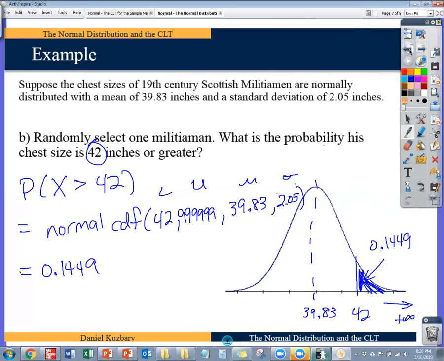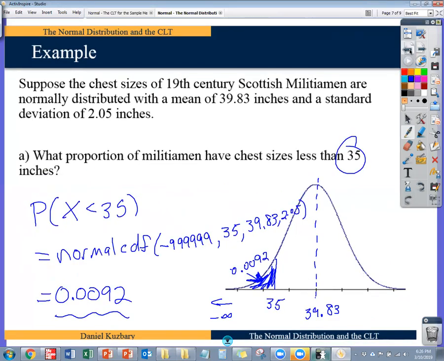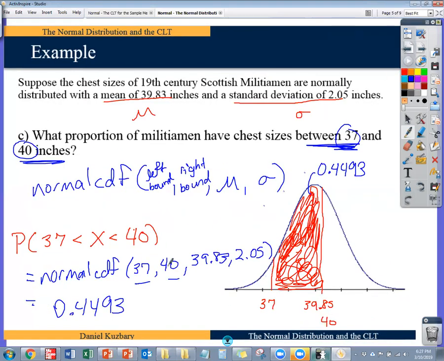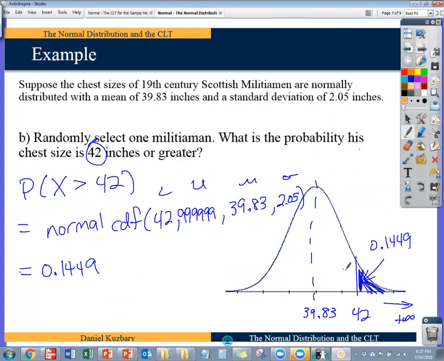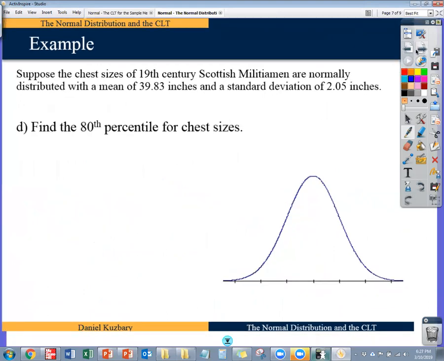And for the less than, greater than, and the in between, you've got sort of 3 different methods. But really, I think if you have the picture, then your left bound and your right bound should be obvious. This is lower, upper in the calculator. So if you have the picture, you know this goes from negative infinity to 35. That left and right bound's obvious. You know this goes from 42 all the way to positive infinity. The left and right bounds are obvious.